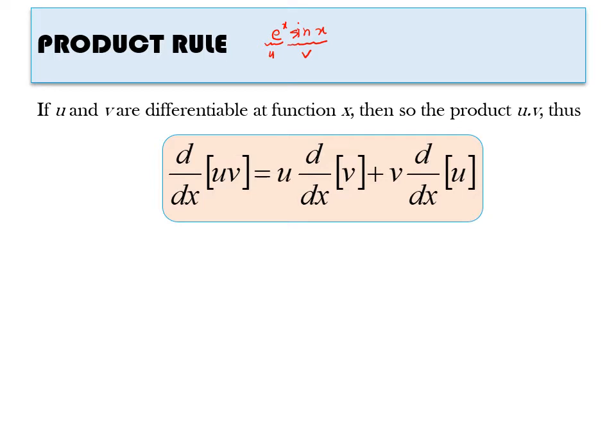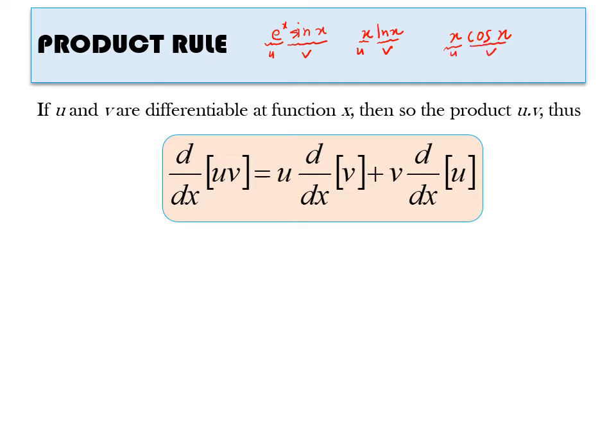Or maybe you have x ln x. Okay, it's two different functions. x is a polynomial and ln x is a logarithmic function. So u, v. Okay, it's multiplication, so you need to apply the product rule. You cannot just simply differentiate separately. And then maybe we have, what else? x cos x. So this one is also u, and this one is v.